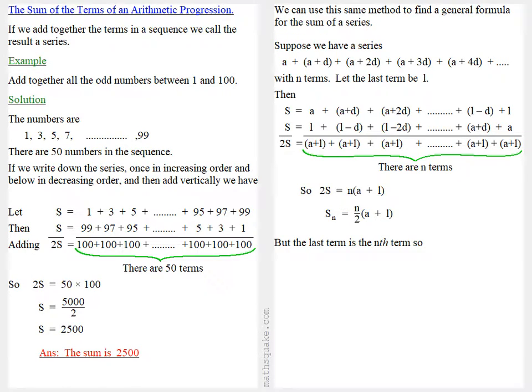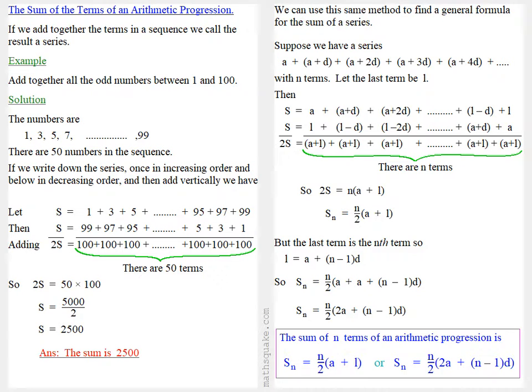But the last term, L, is the nth term. So L is equal to a plus (n minus 1)d. So Sn could be written as n over 2 into (a plus (n minus 1)d). Or Sn equals n over 2 into (2a plus (n minus 1) times d). Now we've got two very important formulae here which we must know. The sum of n terms of an arithmetic progression is given by Sn is equal to n over 2 into (a plus L), or Sn is equal to n over 2 into (2a plus (n minus 1)d).